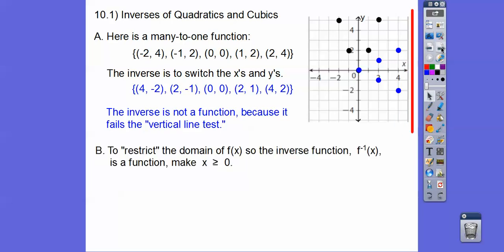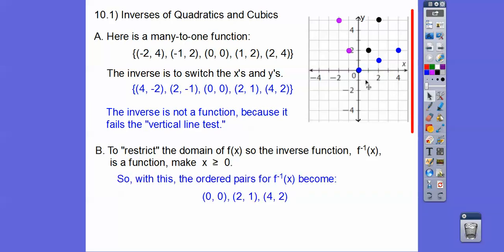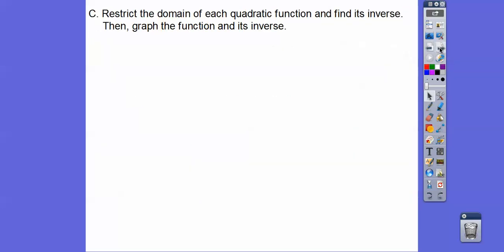Okay. So to restrict the domain of f of x, so that the inverse function is a function, what we do is we just take the x values that are greater than or equal to 0. And so what happens is it takes off these guys right here. So we're going to restrict and take away these x values that are negative right here, and just use these x values, this one, and this one. And so the inverses would be this one, and this one right here. And that is a function because it won't fail the vertical line test. Because I'm just looking at the blue points right there. And so the blue points pass the vertical line test right there, okay?